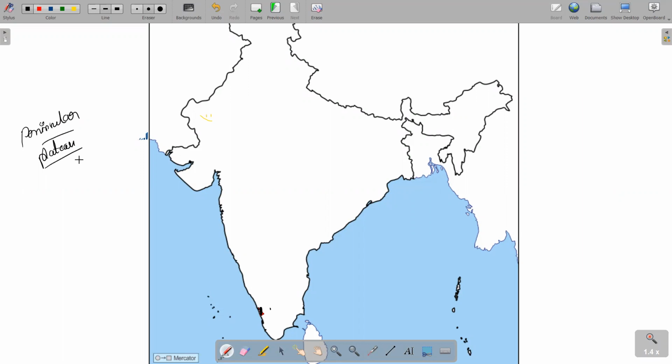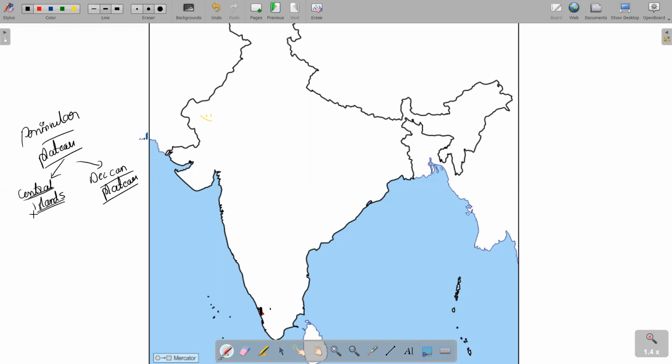So very simple. Whatever plateaus are in your textbook, it is clearly given that they are divided into two types. One is called Central Highlands. See, you are getting revision also. One is Central Highlands, and the other one is the Deccan Plateau. Two things are there.